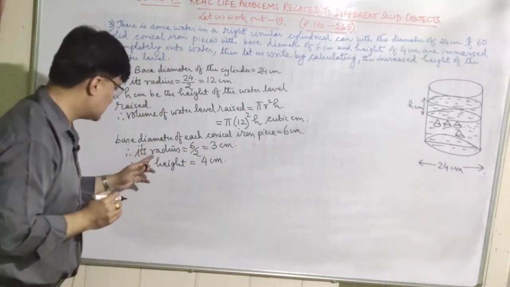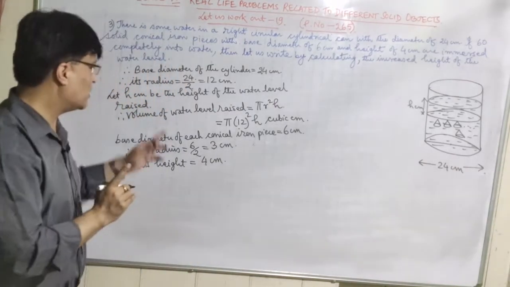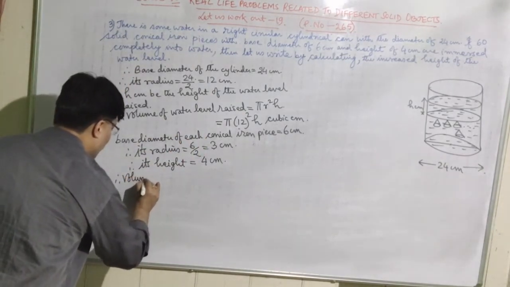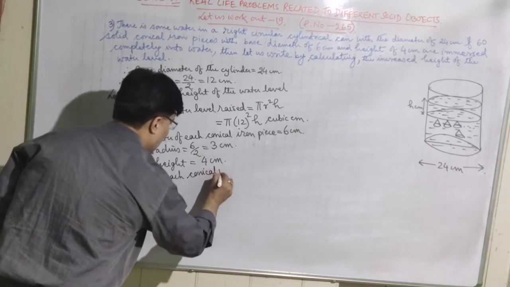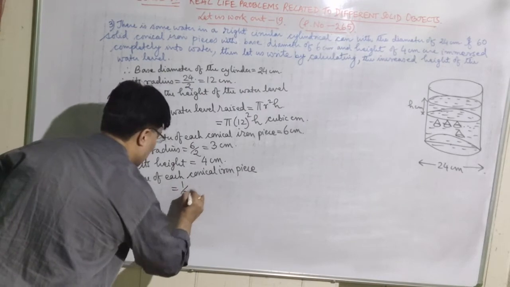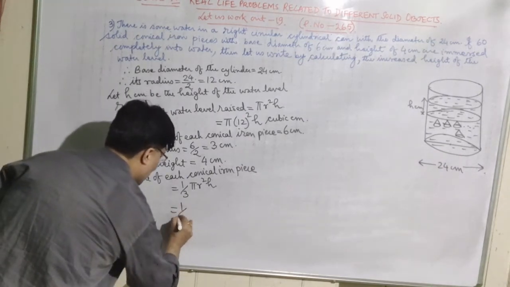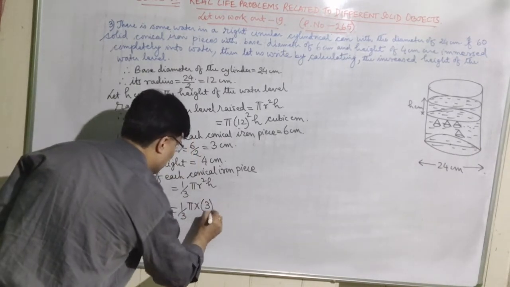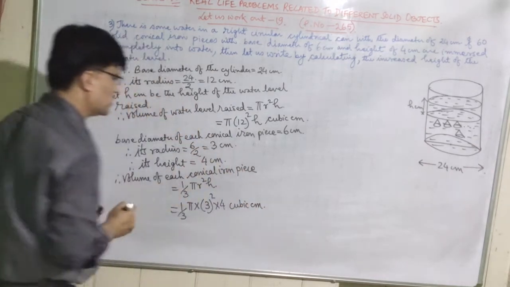So now this is the radius and the height of each conical iron piece. So let us find out the volume of each conical iron piece. What is the formula? 1/3 pi r square h, which is equal to 1/3, let us keep pi as it is, into r whole square, it is 3 whole square, and the height here is 4. This is this much cubic centimeter.